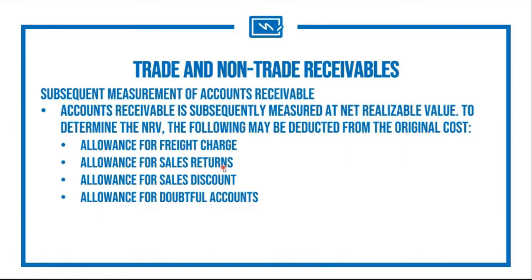So, talking about that, ito na yung subsequent measurement ng AR or ng receivables natin. So, that's basically going to be NRV or net realizable value, which is getting the original cost or the historical cost of the receivable less any allowance that you establish for that receivable. Certain allowances are as follows.